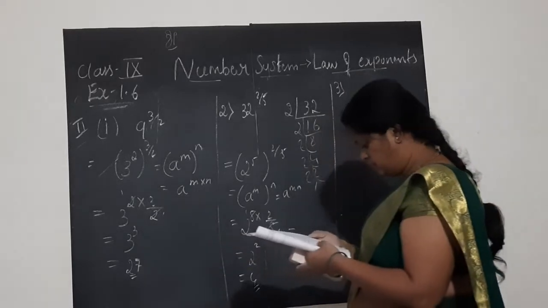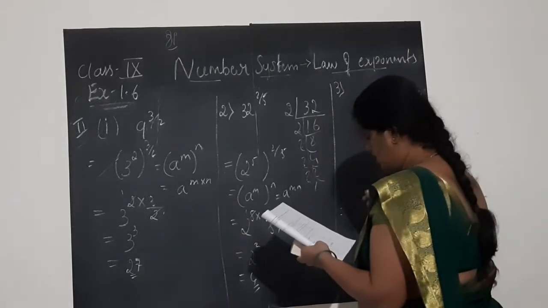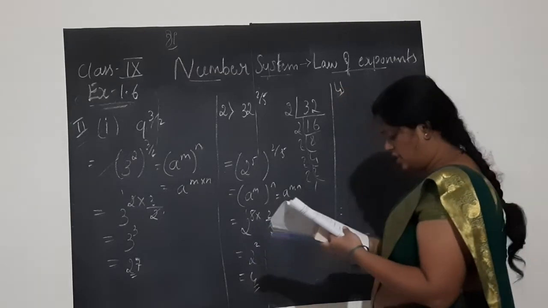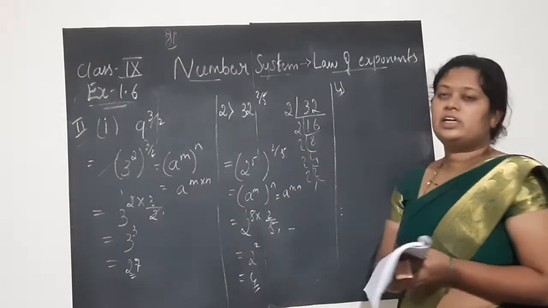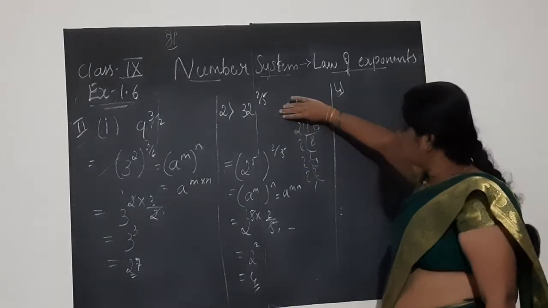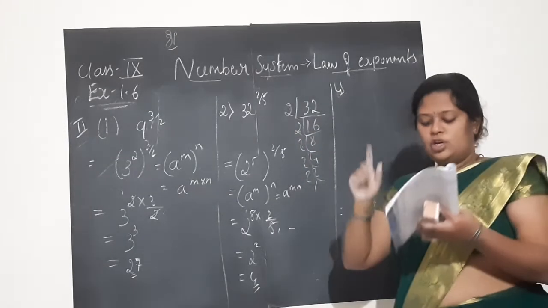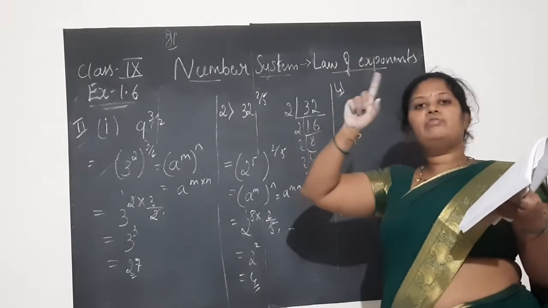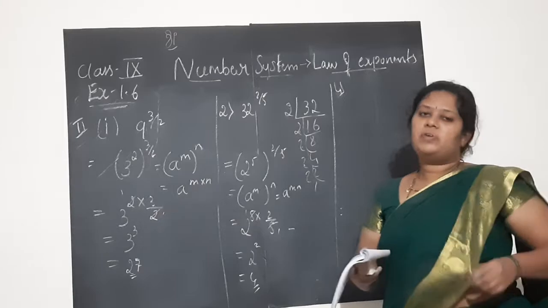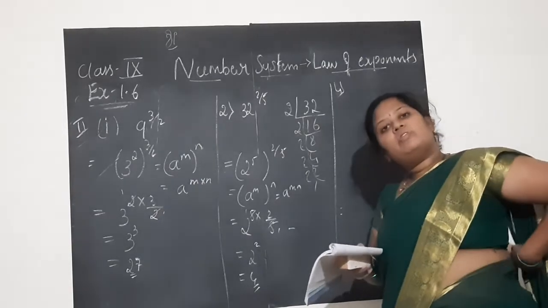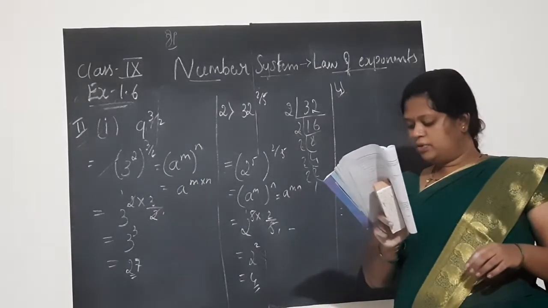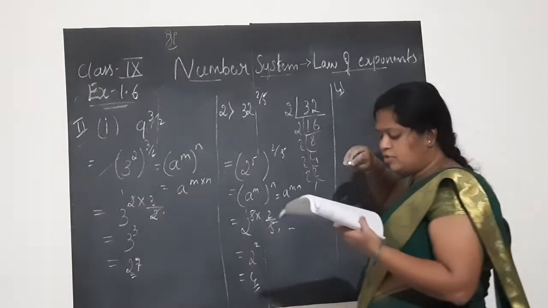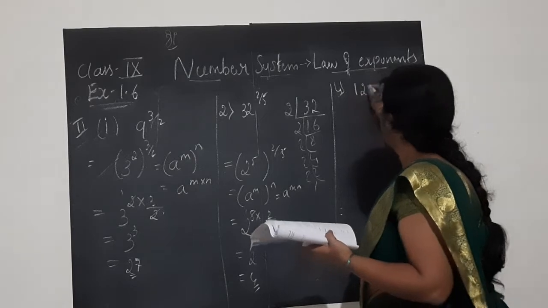Third question. Fourth one I will do, children. Third one you do. Question is 16 to the power 3 by 4. 16 can be written as 2 to the power 4. So 2 to the power 4 whole to the power 3 by 4. So it is again of the form a power m whole power n, which is a power mn. So 2 to the power 4, the 4s will get cancelled. 2 cube you will get. Again it is 8.